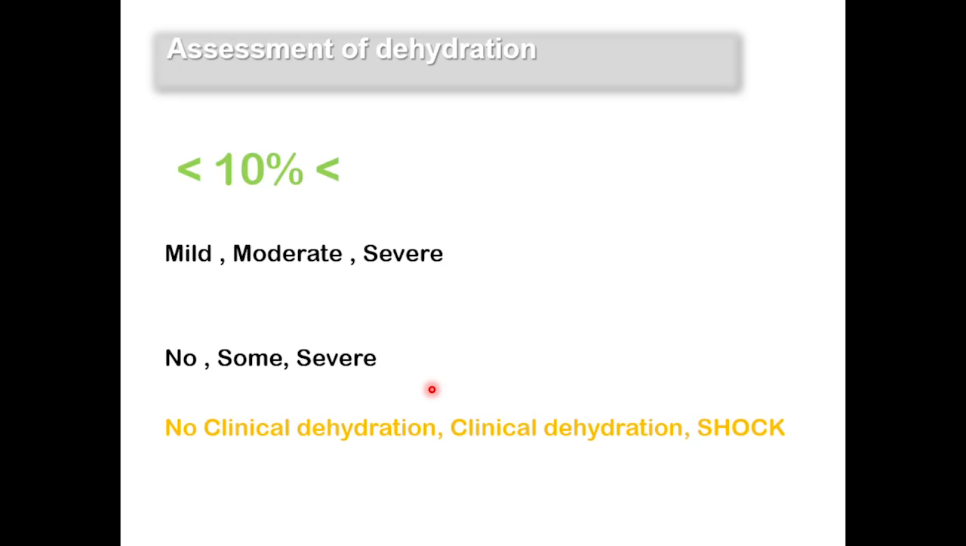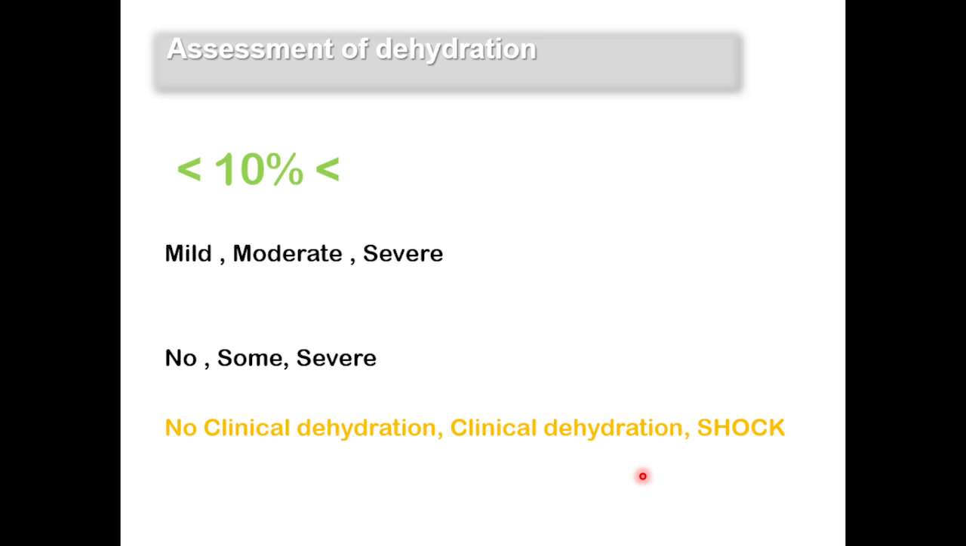How do we assess dehydration? Dehydration is assessed based on the percentage of dehydration, whether it is less than 10% or 10% or more. There are various dehydration classifications. The old one is mild, moderate, severe. Then the WHO classification came: no dehydration, some dehydration, severe dehydration.